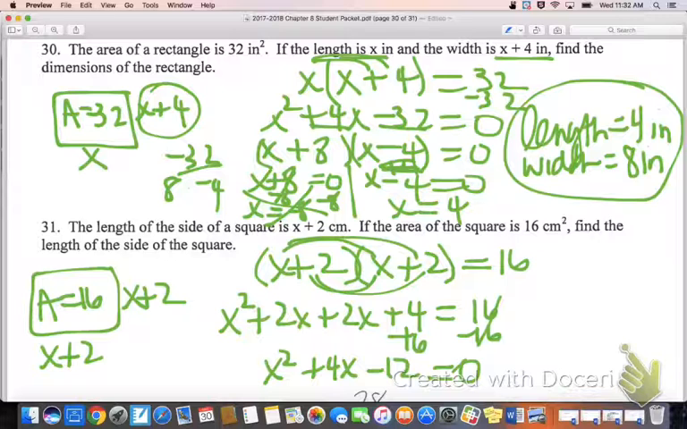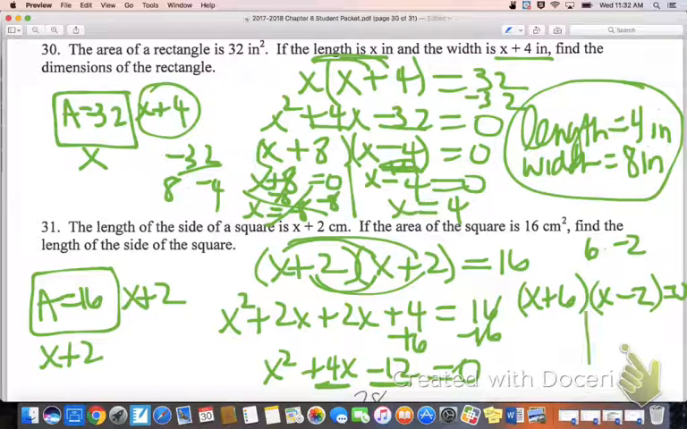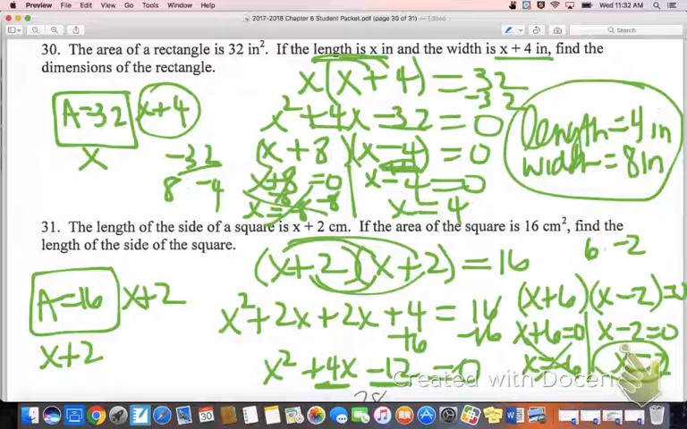No greatest common factor, that's our trinomial, so we're looking for the two numbers that multiply to give you negative 12 and add to give you 4. Let's see, that's going to be 6 and negative 2. So x plus 6, x minus 2 equals 0. Set each one equal to 0. Add the 2, you get x equals 2, minus a 6, x equals negative 6. We cannot have a negative length, so we get x equals 2.